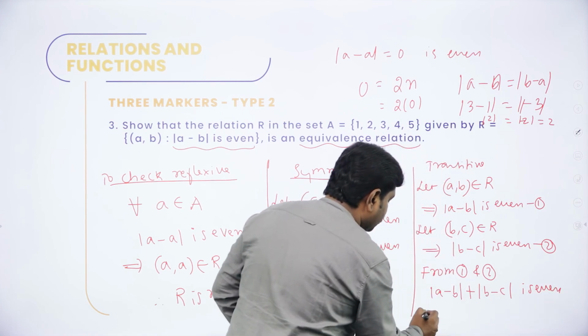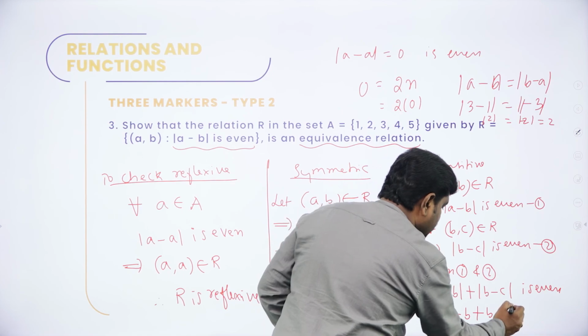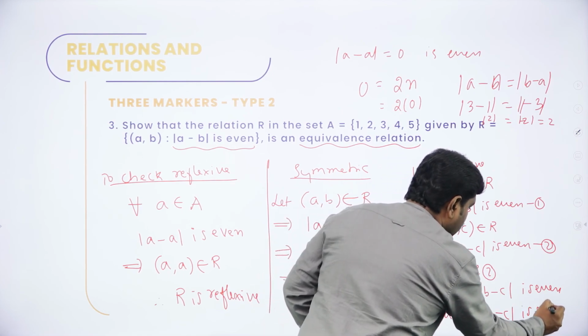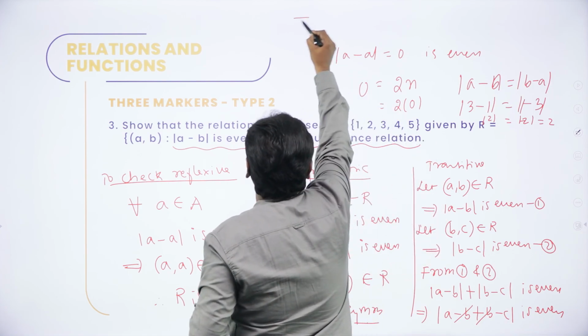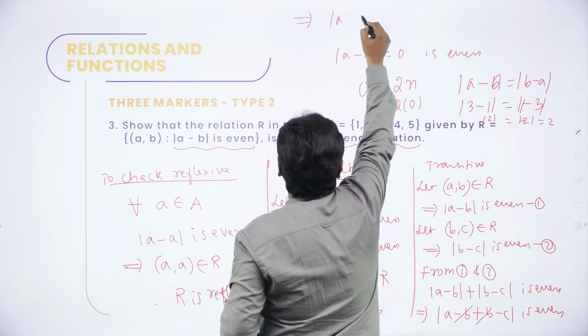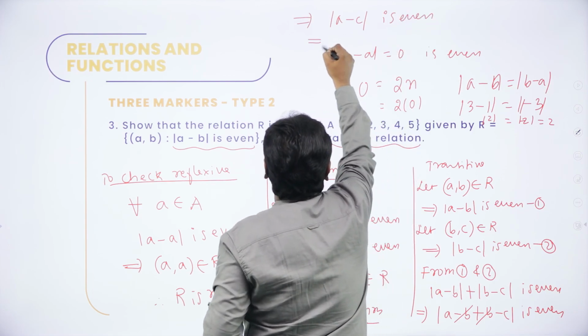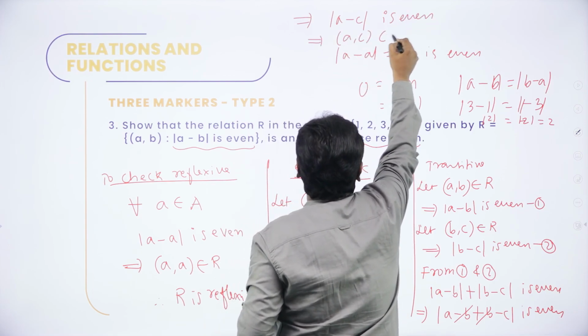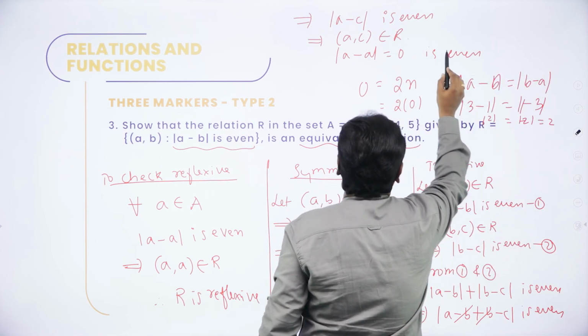So if I simplify this, mod of A minus B plus B minus C is even, or minus B plus B cancels. I can conclude mod A minus C is even. If mod A minus C is even, further that implies AC belongs to what? R. AC belongs to R, hence the proof. So now we could conclude that.